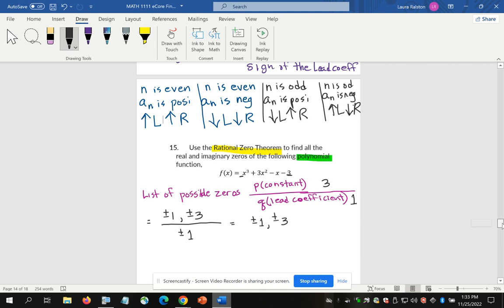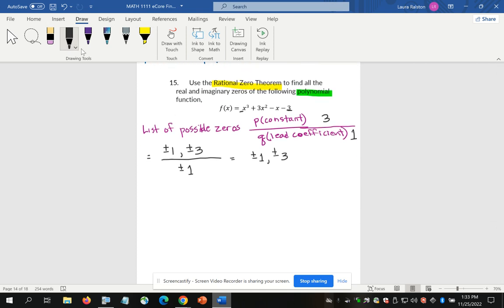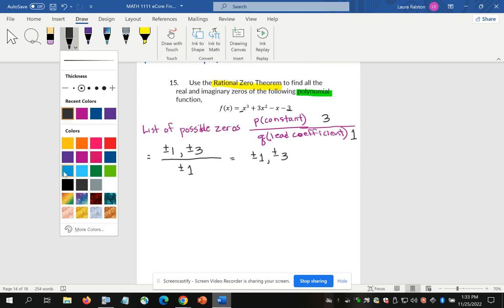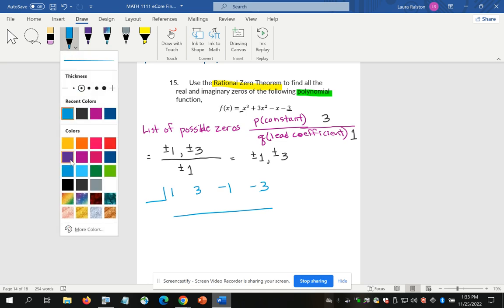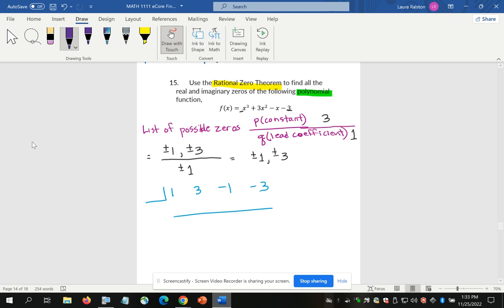And at that point, guys, it does become trial and error, and we do have to use synthetic division. So I'm going to set up my synthetic division. I have 1, 3, -1, -3. And I'm just going to choose a number. It doesn't matter which one I choose. I can choose one of those 4 options. I'm going to start with 1.